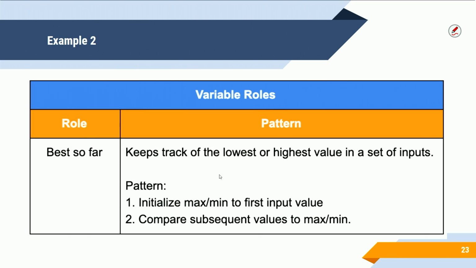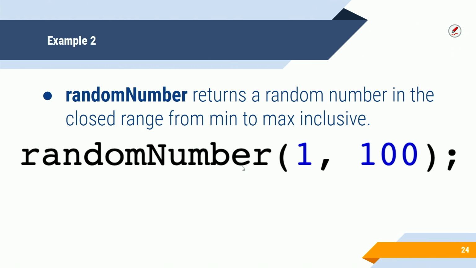So let's take a look at the best so far pattern. So the best so far pattern keeps track of the lowest or highest values in a set of inputs. So the pattern here is number 1, initialize max or min to the first input value, and then number 2, compare subsequent values to max or min. In addition, the random number function that's built into AppLab returns a random number in the kind of range specified. So we've got random number, and then we have our minimum value, and then we have our maximum value.